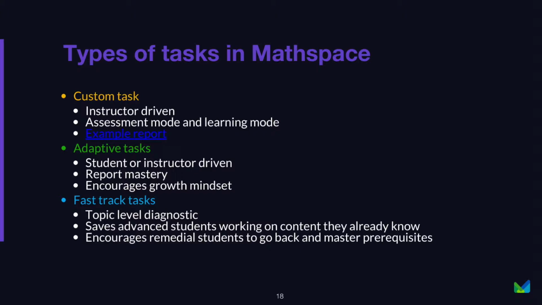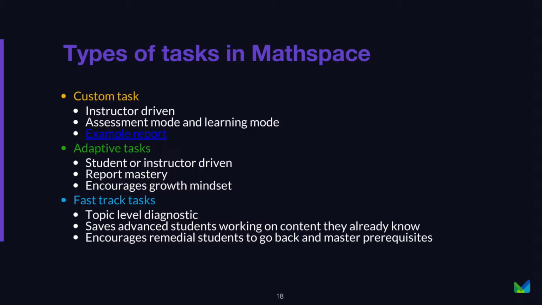Adaptive tasks are the ones that focus on that middle loop, where instructors don't need to hand-pick which questions to assign students. They just pick the node. We're all working on binomial expansions. Everybody work on that, Mathspace does the rest. You choose the questions adaptively based on how the students are going.